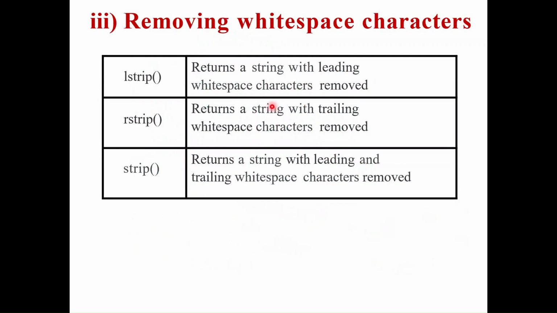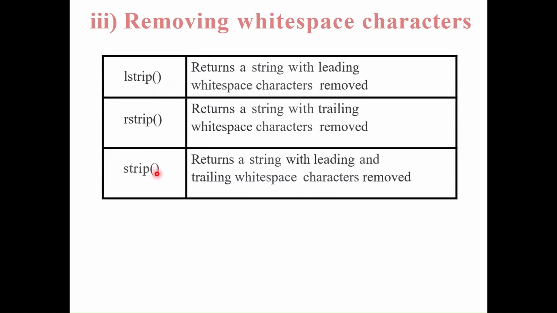Then next, we are going to see some of the functions which are used for trimming. Here the white spaces, blank spaces will be trimmed, either if they are at the left end or at the right end. So lstrip function is for trimming the white spaces on the left side, and rstrip is used for trimming the white spaces on the right side, and strip function is for trimming both the left and right side blank spaces.